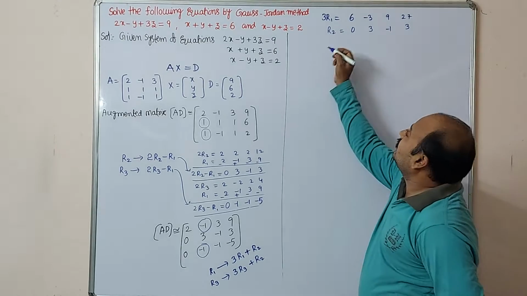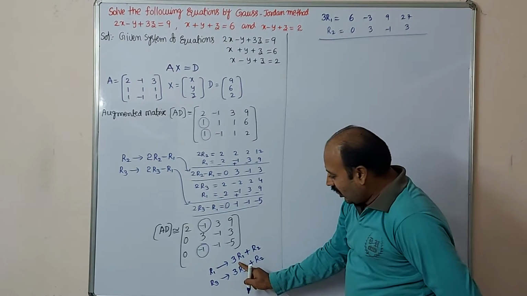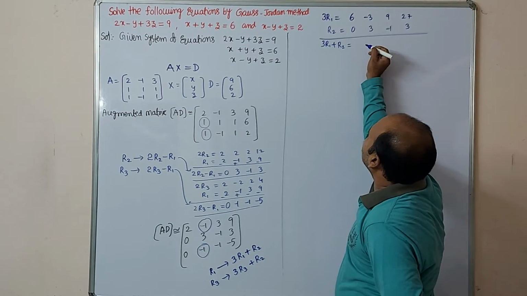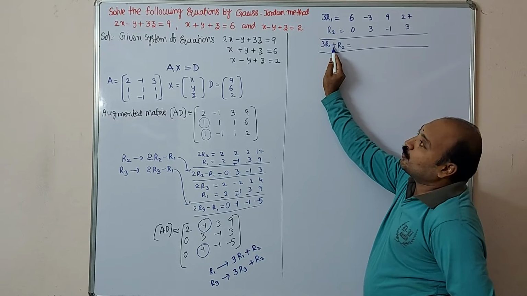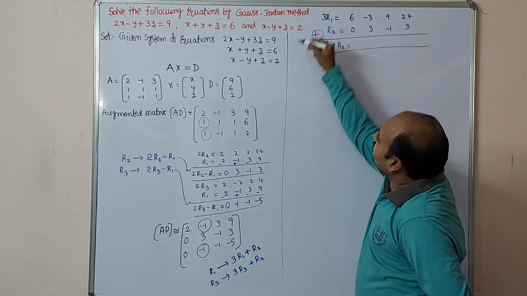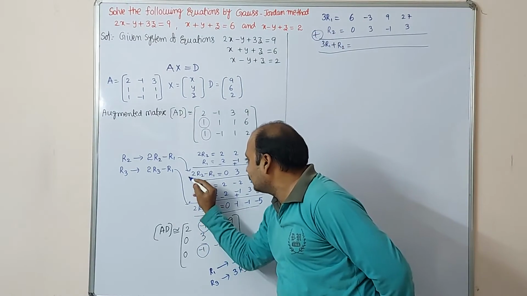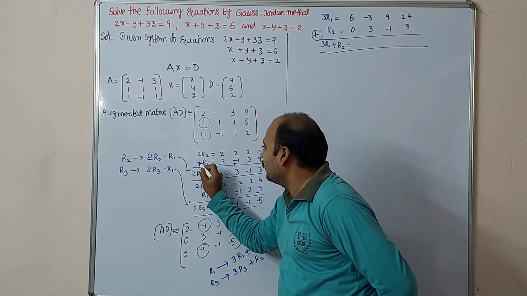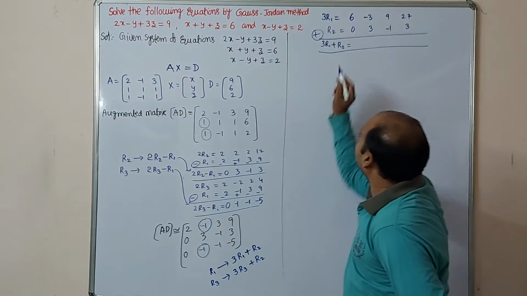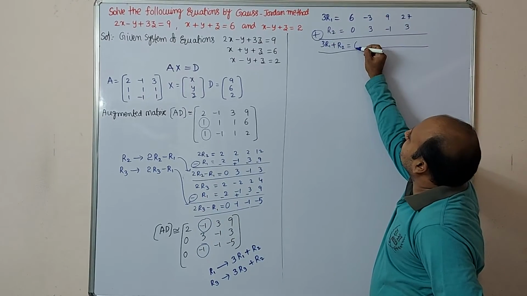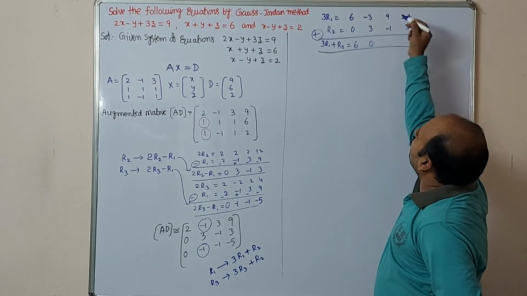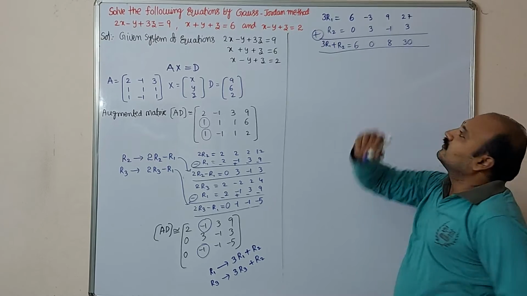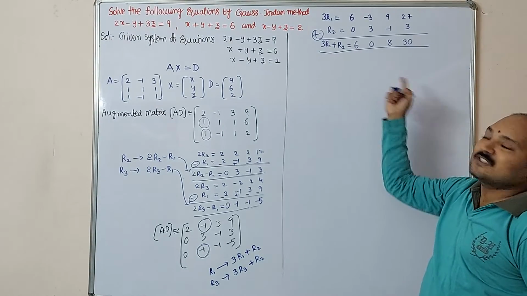So 3R1 plus R2. If you add these values, R2 plus, here the sign is plus, here it is minus. Not here, dear students, here. Even here also. Here plus 6 plus 0, 6. Minus 3 plus 3, 0. 9 minus 1, 8. 27 plus 3, 30. That is 3R1 plus R2.